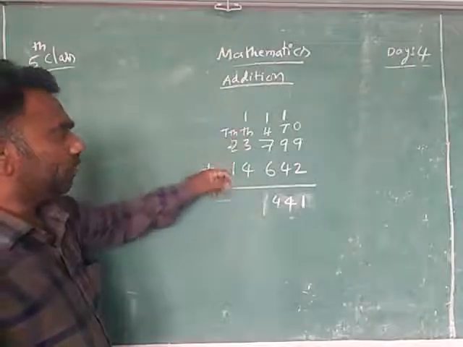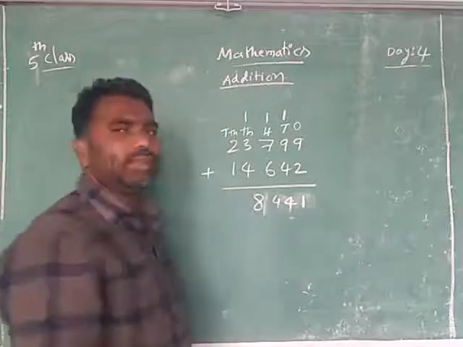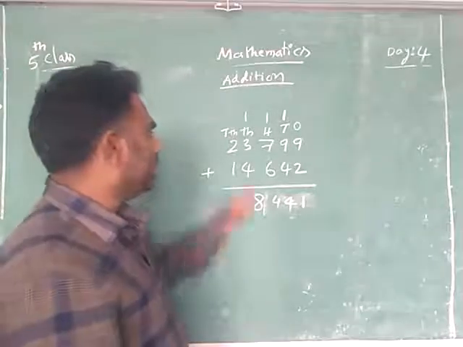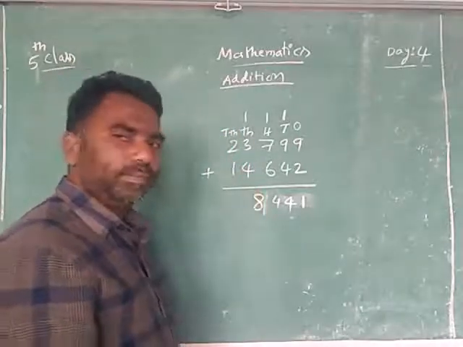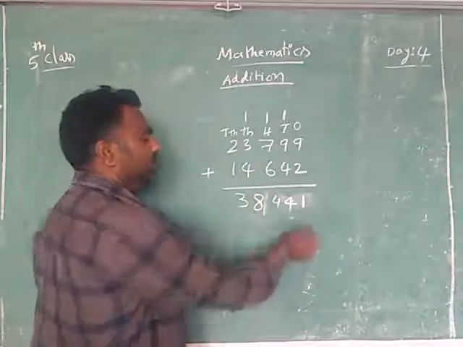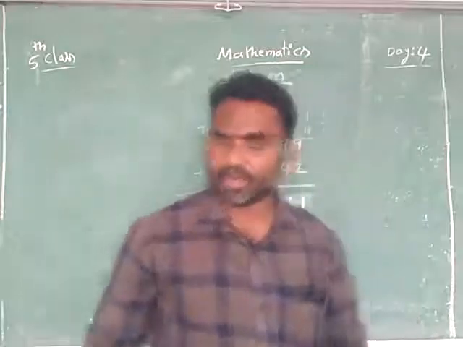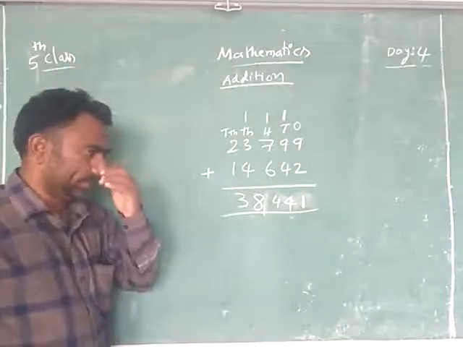1 plus 3, 4. 4 plus 4, 8. There is no another digit. The second number's digits are not there. Single digit is there, that's why directly. Now last, 2 and 1, 3. So this is the answer, 38,441. This is a way of adding.